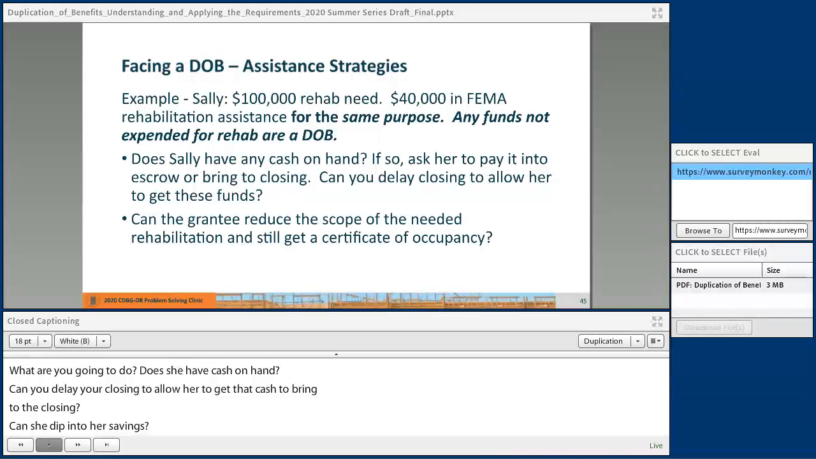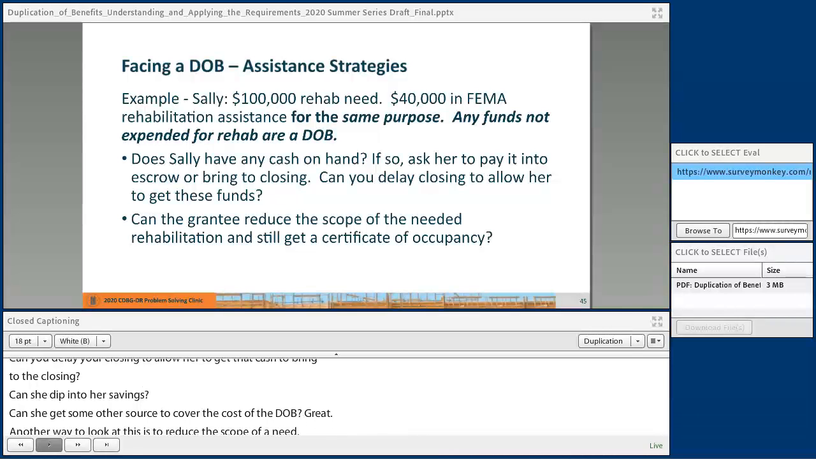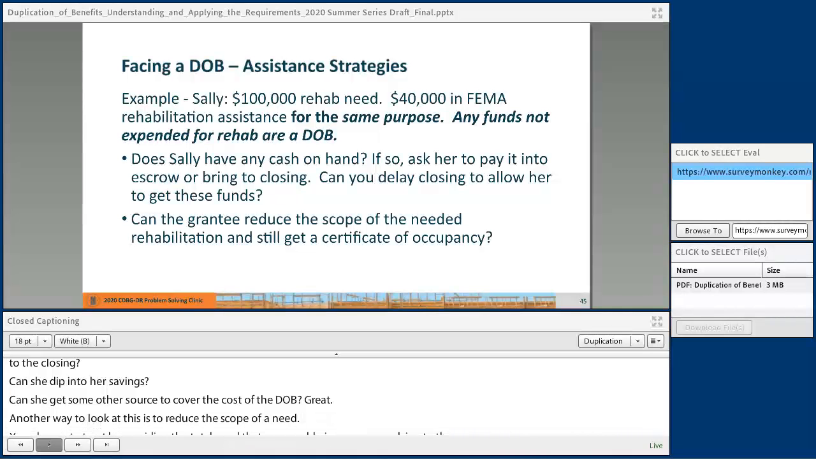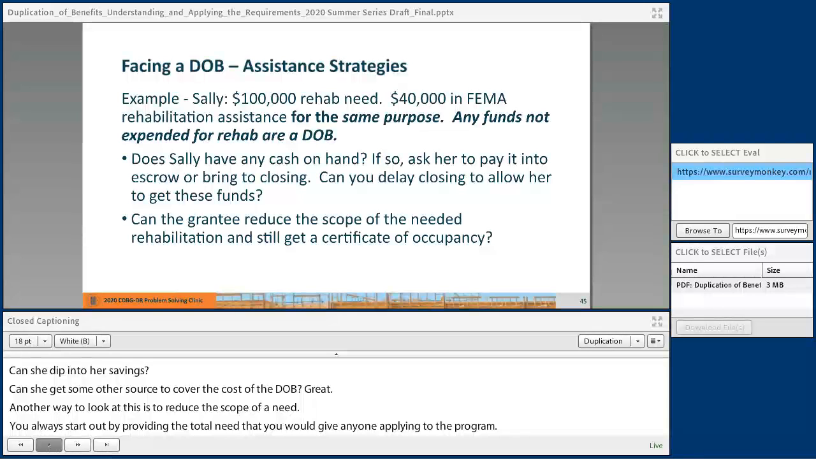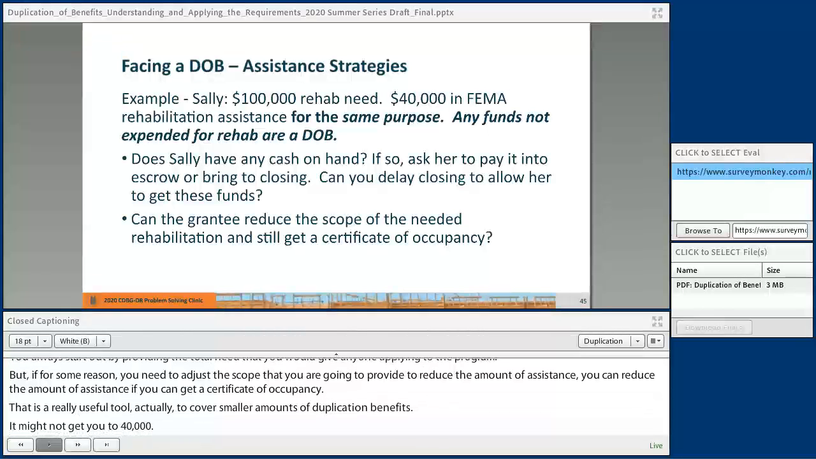You always start out by providing the total need that you would give anyone applying to the program. But if for some reason you need to adjust the scope to reduce the amount of assistance, you can reduce it if you can still get a certificate of occupancy. That's a useful tool to cover smaller amounts of duplication of benefits. It might not get you to $40,000. You would be hard-pressed to come up with $40,000 in scope reduction in a $100,000 project and still get a certificate of occupancy.